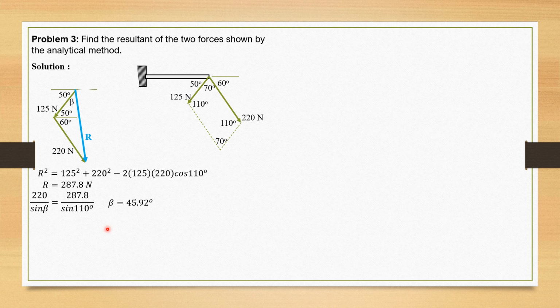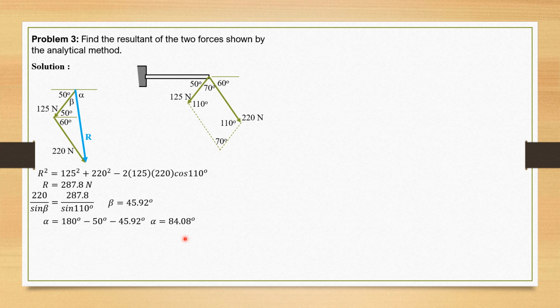Then let's call this angle alpha. Let's find out if alpha is acute. So alpha is 180 minus 50 minus beta. So alpha is 84.08 degrees, so it is an acute angle. Therefore, in standard form, from the positive x-axis counterclockwise to the line of action of R, that's 360 minus 84.08 degrees.